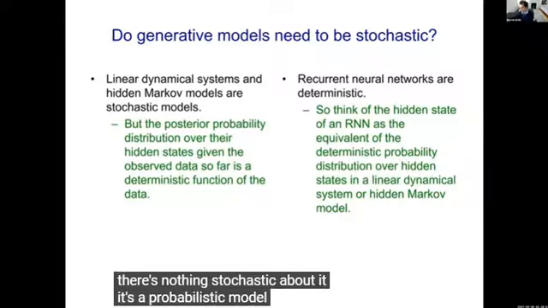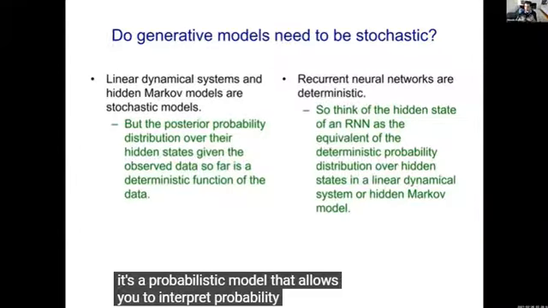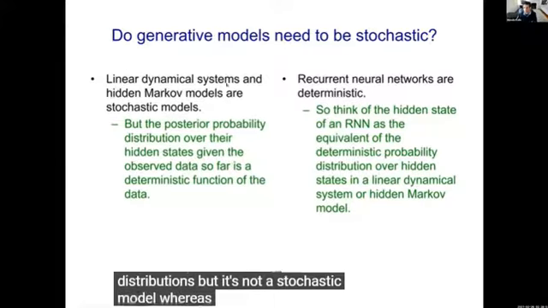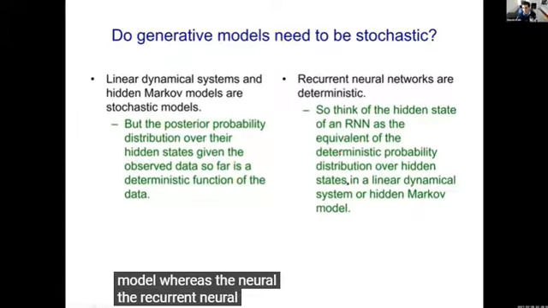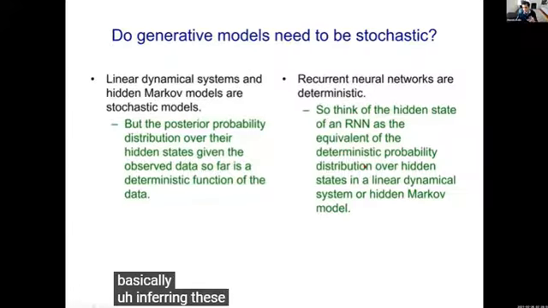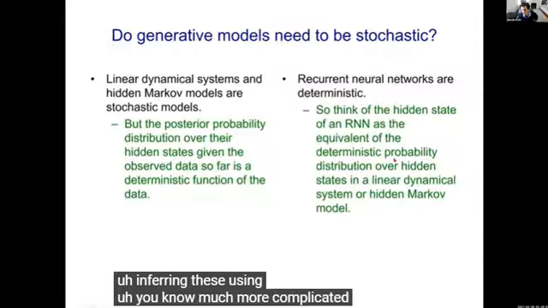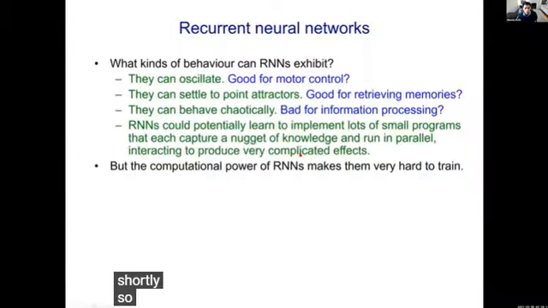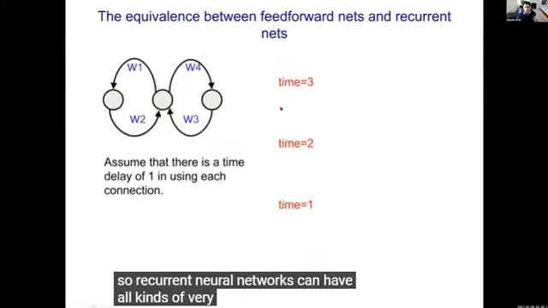It's a probabilistic model that allows you to interpret probability distributions, but it's not a stochastic model, whereas recurrent neural networks are basically inferring these using much more complicated equations that we're going to see shortly. So recurrent neural networks can have all kinds of very cool behaviors.